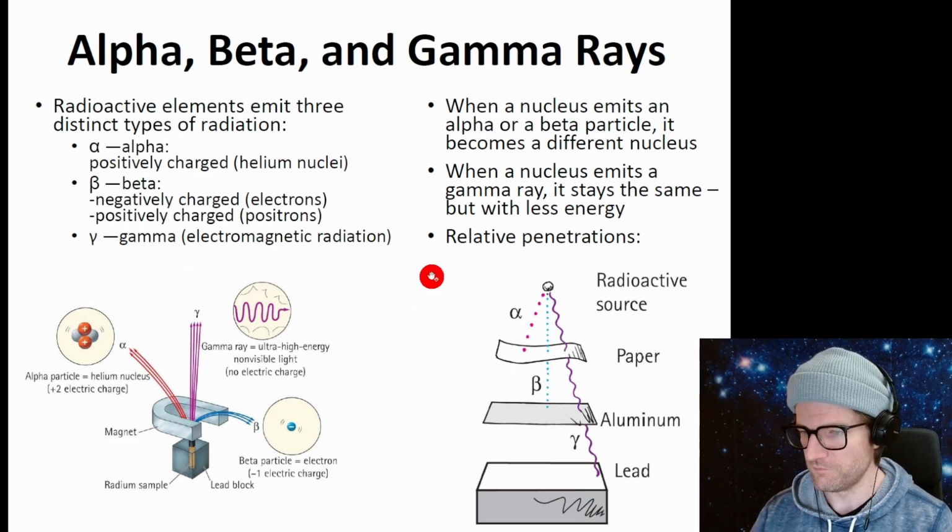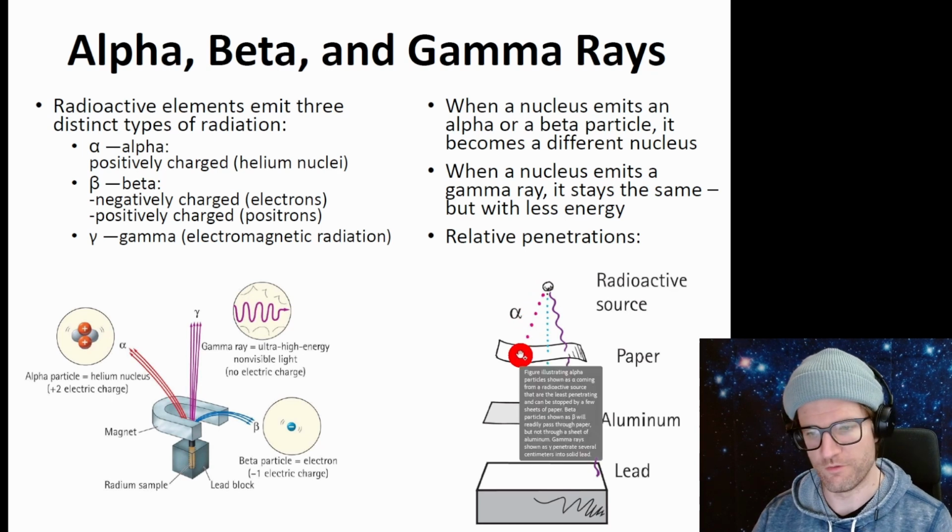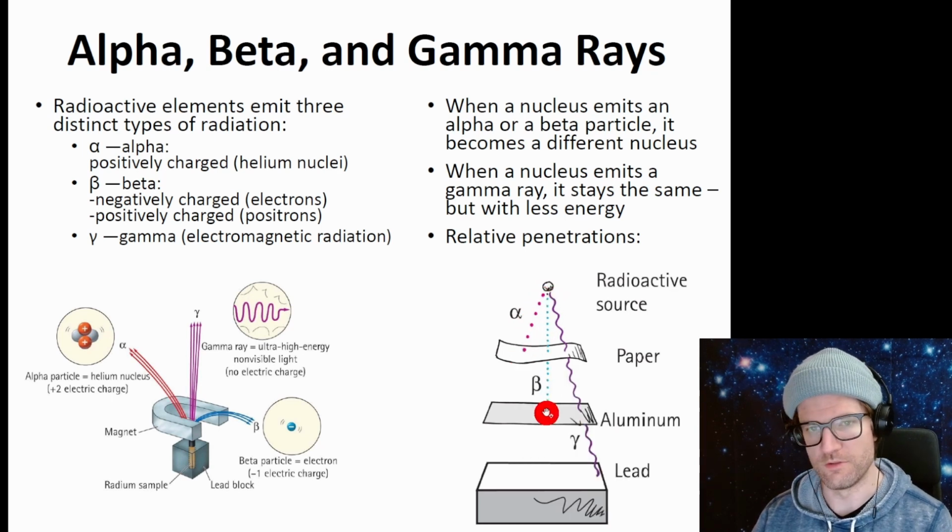Okay. So when a nucleus emits an alpha or beta particle, it becomes a different nucleus. When a nucleus emits a gamma ray, it stays the same but with less energy. And there are relative penetrations, meaning an alpha particle doesn't go very far through materials, a beta particle goes farther, and a gamma ray goes quite far through materials.